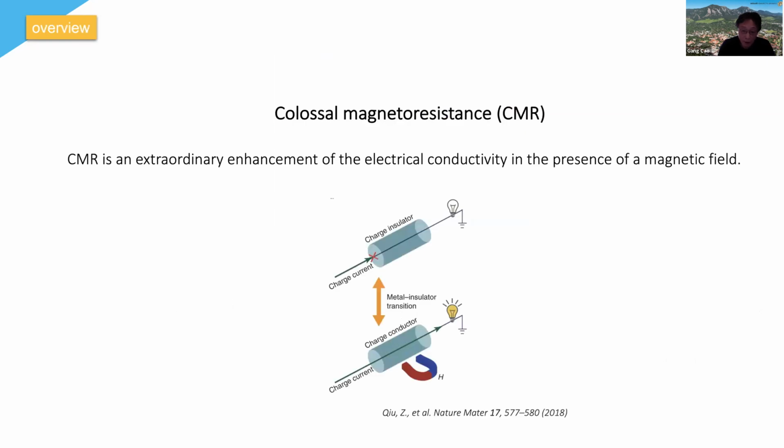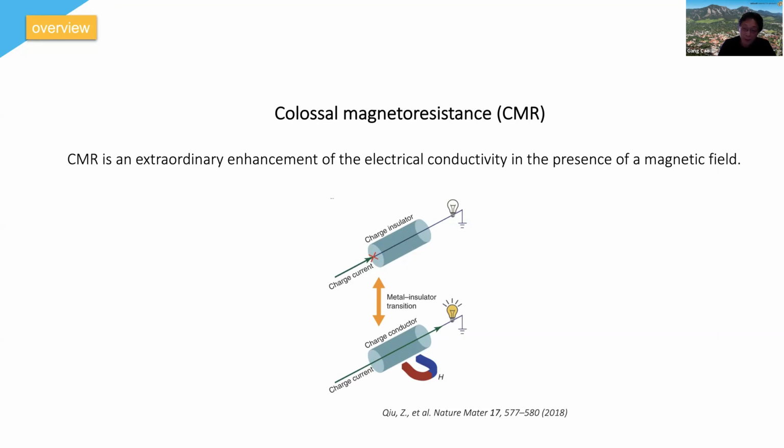Colossal magnetoresistance is something that was very popular, at least in the 90s of the last century and the early part of this century. Colossal magnetoresistance is an extraordinary enhancement of electric conductivity in the presence of a magnetic field. This is a cartoon I lifted from a paper showing that for insulating materials without a magnetic field, not much current can go through. With a magnetic field, more charges or electrons can go through the material.